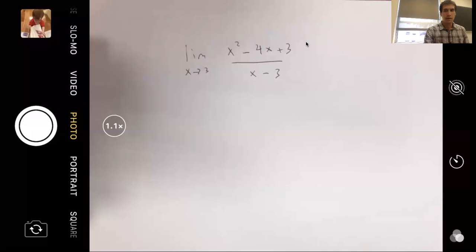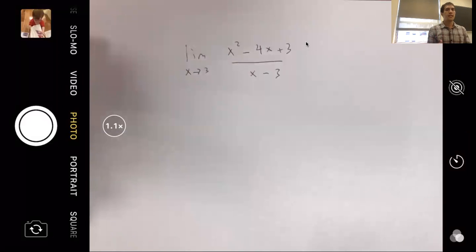Okay, so I want to tell you what is often the second step if just plugging in the value doesn't work to evaluate the limit. So let's consider this limit: the limit as x approaches 3 of (x squared minus 4x plus 3) divided by (x minus 3).